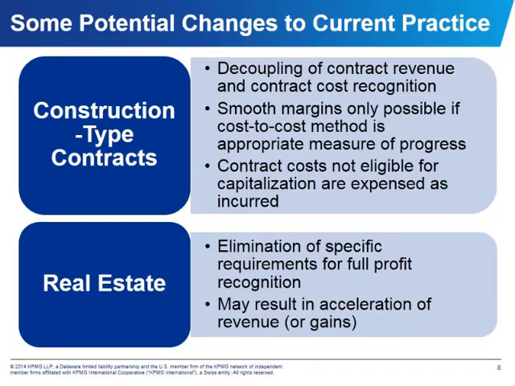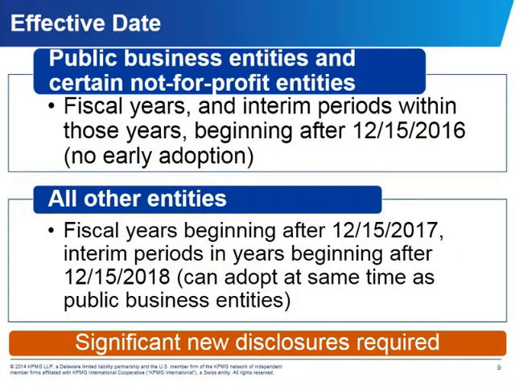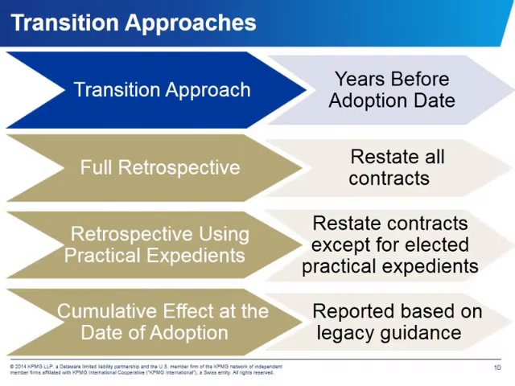Okay, fantastic. So lastly, let's talk about effective date and transition. For public business entities and certain nonprofits, the effective date will be for fiscal years starting after 12/15/2016. So if you're a calendar year company, it's going to be effective starting January 1st, 2017, and then interim periods within that year. All other entities will basically have a 1-year deferral, and for public business entities, there is no early adoption allowed. Preparers will have 3 choices when it comes to transition.